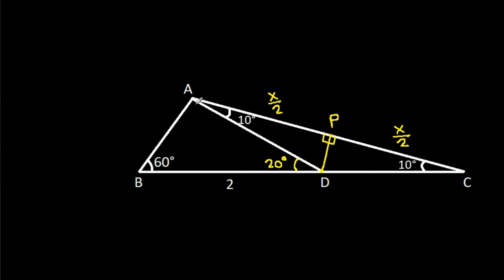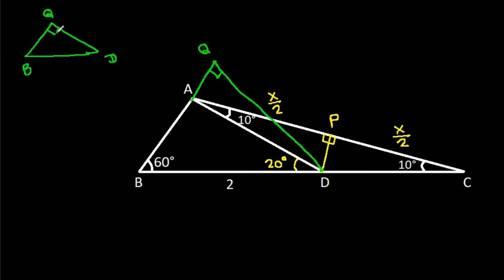Now, if we extend AB, and from point D, if we make a perpendicular on AB, suppose this point is Q, then in triangle BQD, this angle is 90 degrees, this angle is 60 degrees, so this angle will be 30 degrees, and this angle will be 30 degrees minus 20 degrees, that will be 10 degrees.